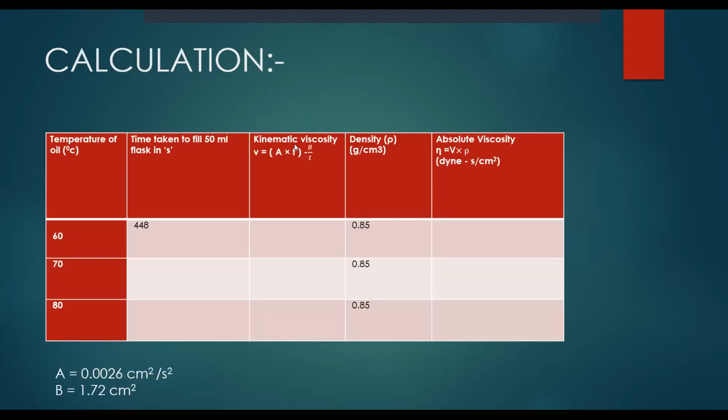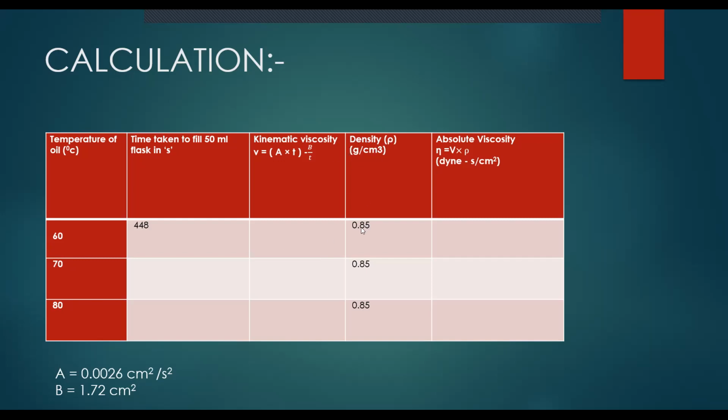So for the T, you will put 448. Here also you will put 448. Every time you should put in seconds. And B should be 1.72, and all other quantities are in centimeter. Every length and cross-sectional area is in centimeters, therefore the density also in gram per centimeter cube. So you can put B as 1.72, A as 0.0026, right? Then you can calculate the kinematic viscosity, small v. This you can calculate and put here, right? Likewise, you have to calculate for these three different temperatures, right?